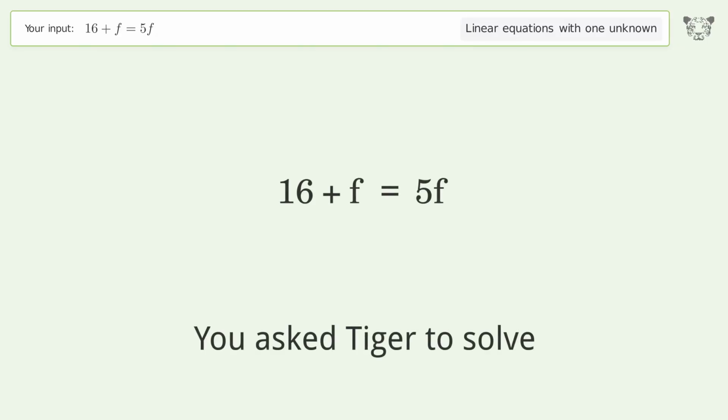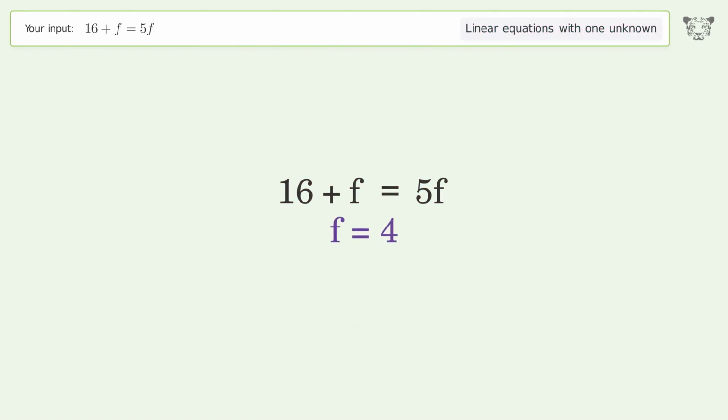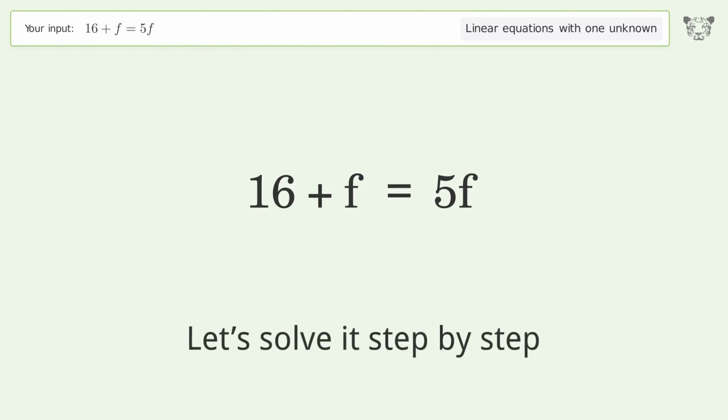You ask Tiger to solve. This deals with linear equations with one unknown. The final result is f equals 4. Let's solve it step by step.